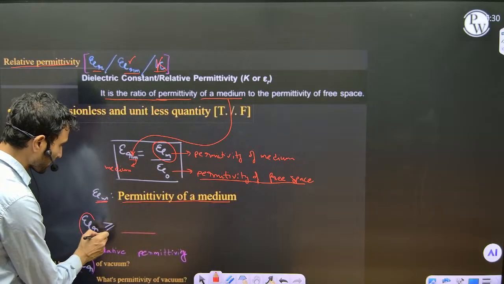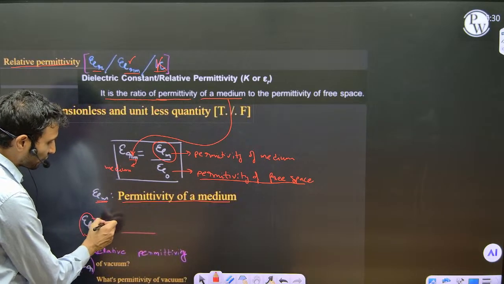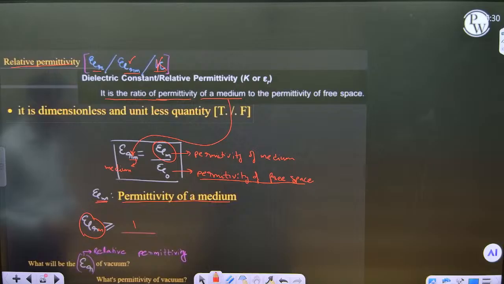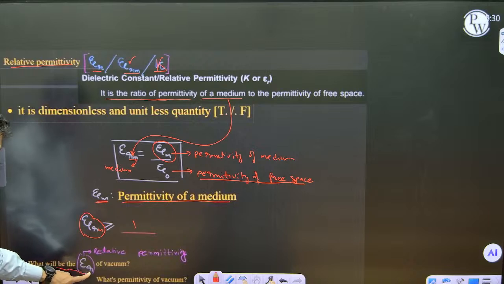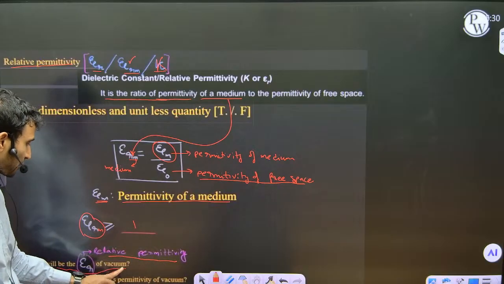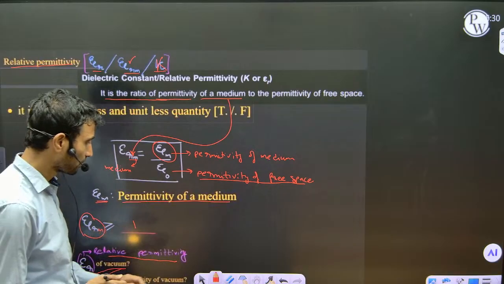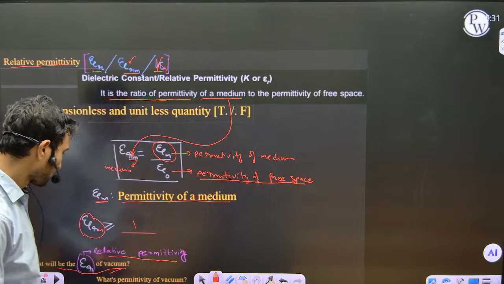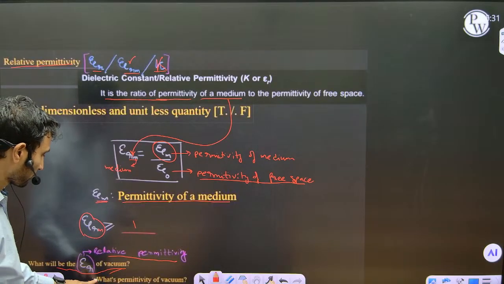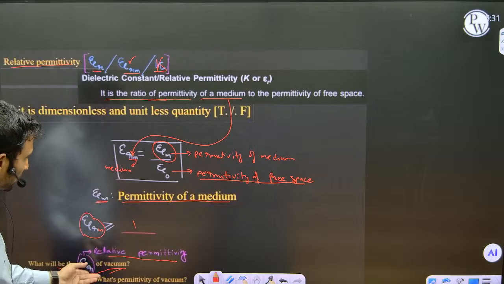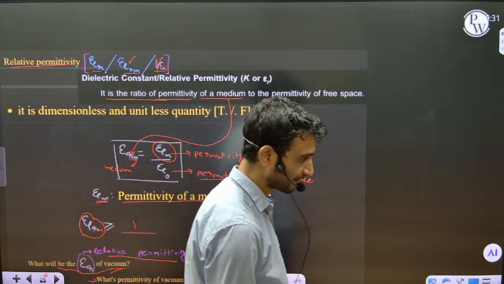And epsilon r or epsilon rm, as I am calling it, is greater than or equal to which value? 1. It's greater than or equal to 1. Now I have to find out what will be the epsilon r of vacuum. That means we are going to find out the relative permittivity of vacuum. And what is the permittivity of vacuum? Two questions are there. So first you take this down, then I'll address the last two questions separately.